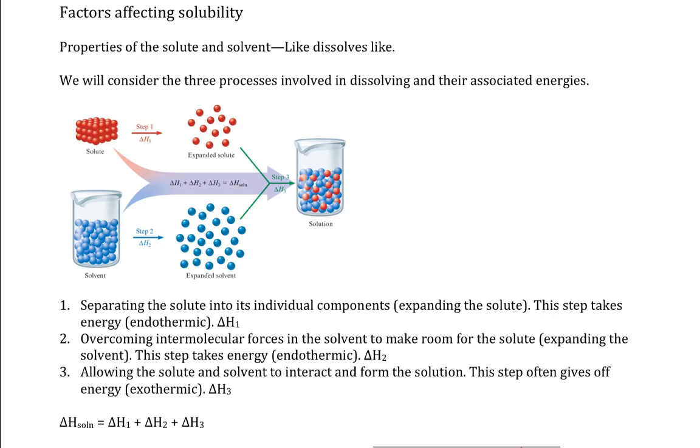Then, when the solute and the solvent come together, they might, if they can favorably interact, give off energy. The delta H3 is the term that describes step 3, and that's the interaction between the two. That step often gives off energy. It's often exothermic. Okay, so the delta H of the solution, what it takes to cause the solute and the solvent to mix together, is delta H1 plus delta H2 plus delta H3.